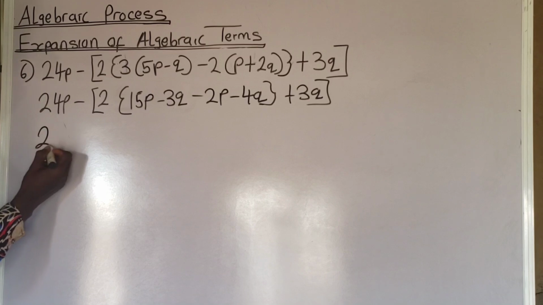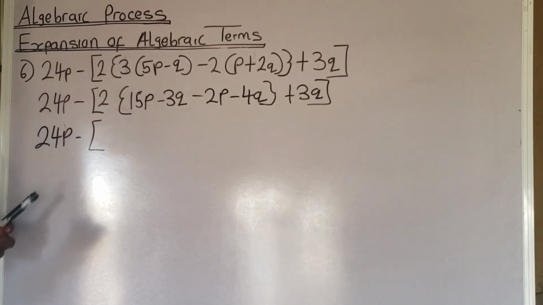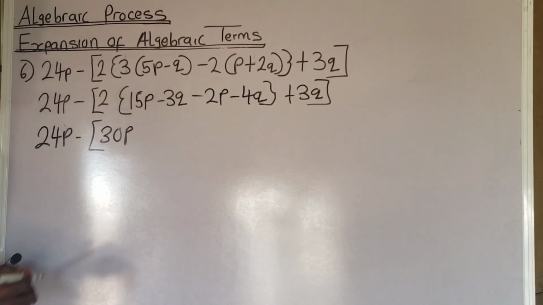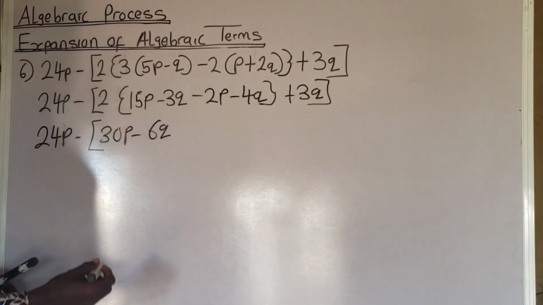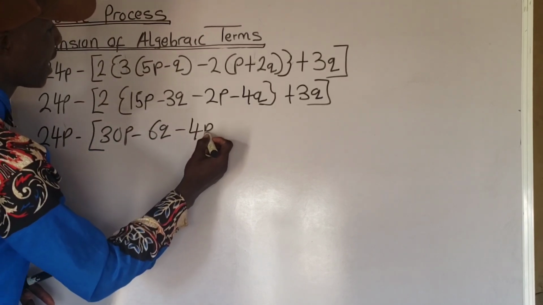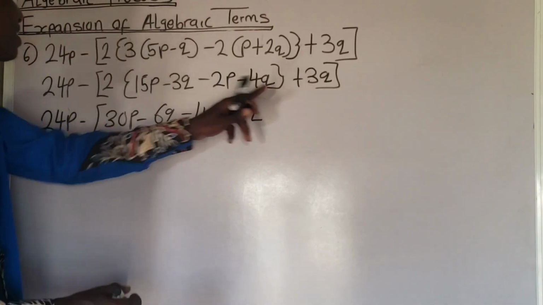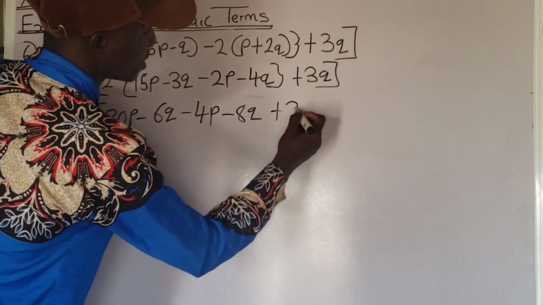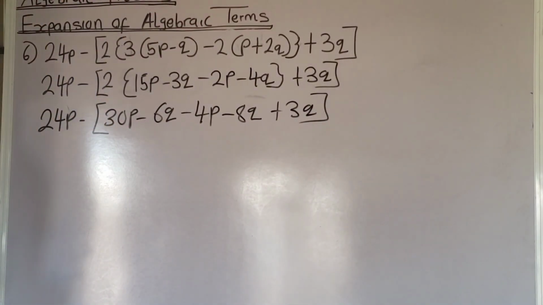For this, I'm going to have 24p minus, put the largest bracket. 2 multiplied by 15p is 30p. 2 multiplied by negative 3q is negative 6q. 2 multiplied by negative 2p is negative 4p and negative 8q. There is no need of putting this bracket again since we have already opened it by the coefficient. Now I'm going to have plus 3q. Now let us proceed.